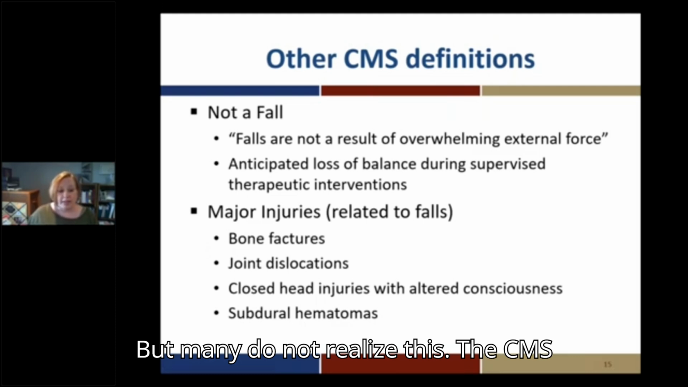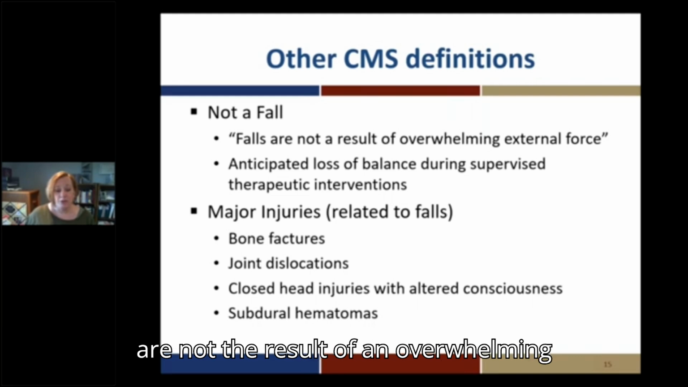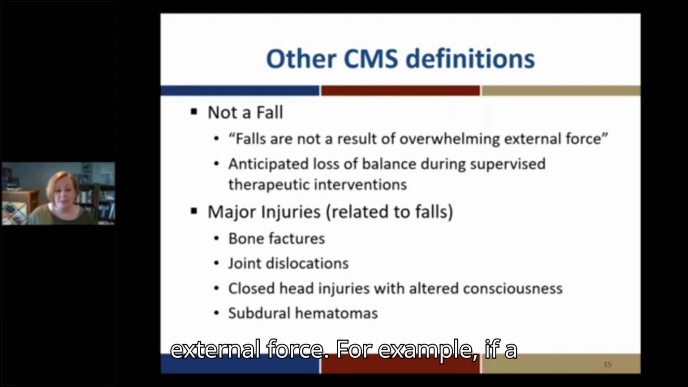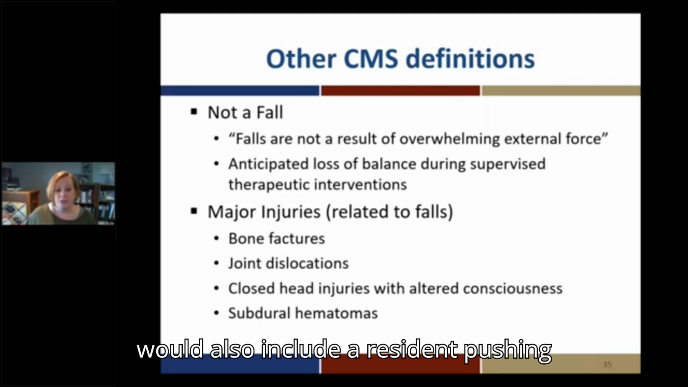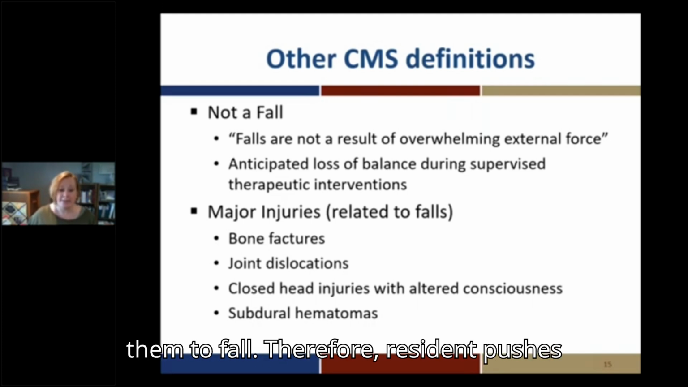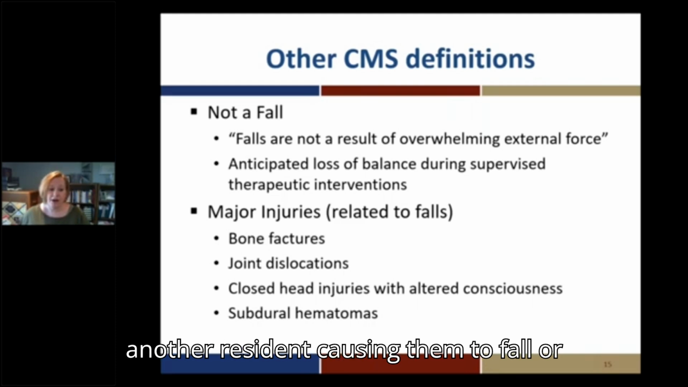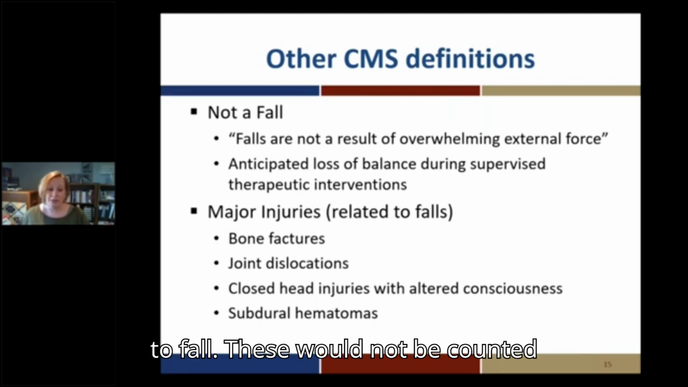What many do not realize is the CMS definition goes on to clarify that falls are not the result of an overwhelming external force. For example, if a resident pushes another resident, this would also include a resident pushing something into another resident, an overwhelming external force that causes them to fall. Therefore, if a resident pushes another resident, causing them to fall, or pushes something into them, causing them to fall, these would not be counted as a fall on the MDS.